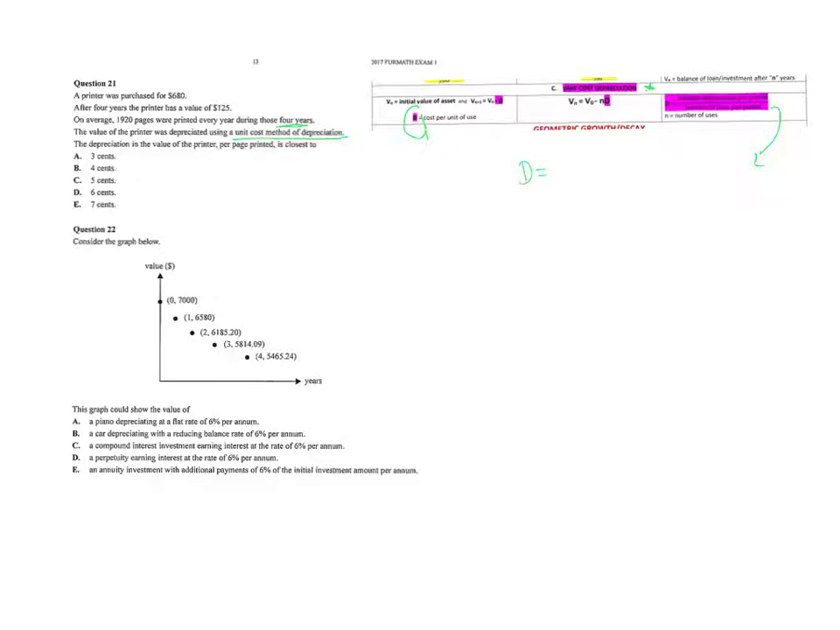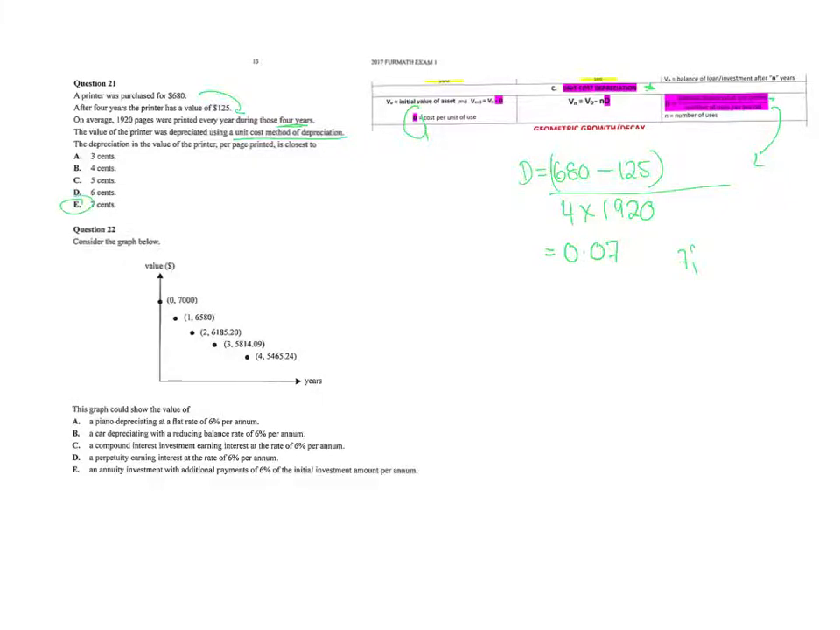You put the amount depreciated per period. It's dropped, so it's gone from 680, and if I minus 125, that will give me the amount that it's depreciated. It's depreciated over the 4 years, and each year it did 1920 copies. If you do this calculation, it should be 0.07, so it's 7 cents. So we get that answer there.